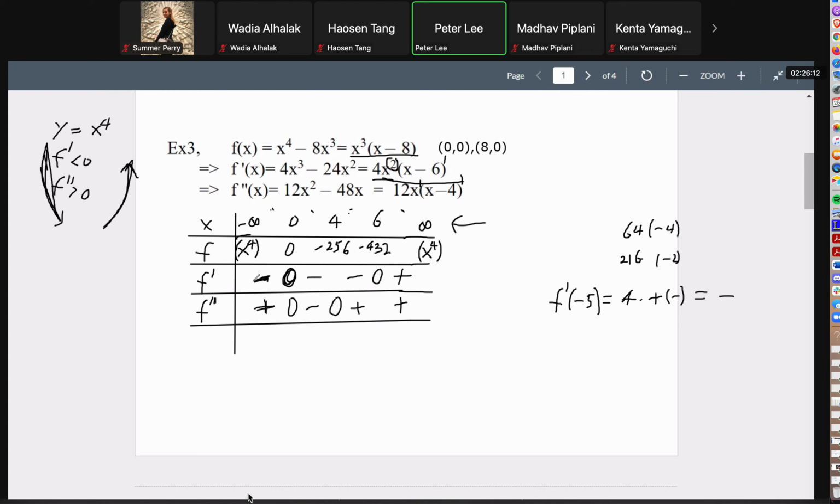F prime is minus, that means it's decreasing. And then it's decreasing again. So decreasing, goes flat, and then decreasing. So there's no max here. Decreasing, then now it goes up, so now we have a min. This one, we now have a min, because it goes down and then goes up.